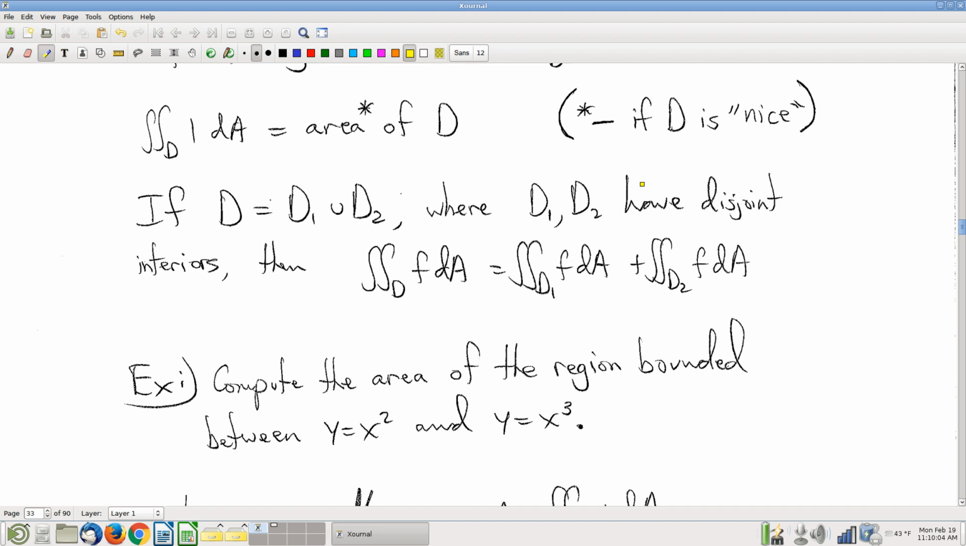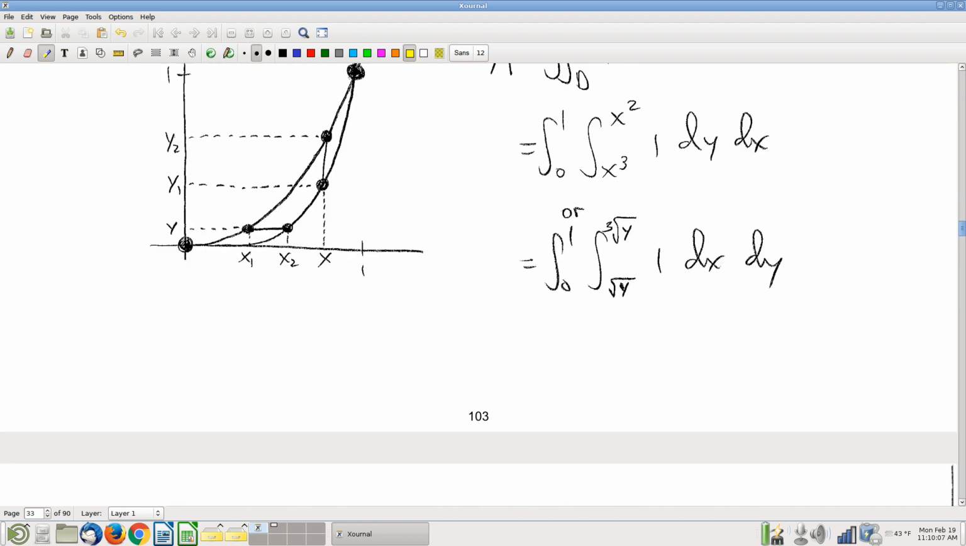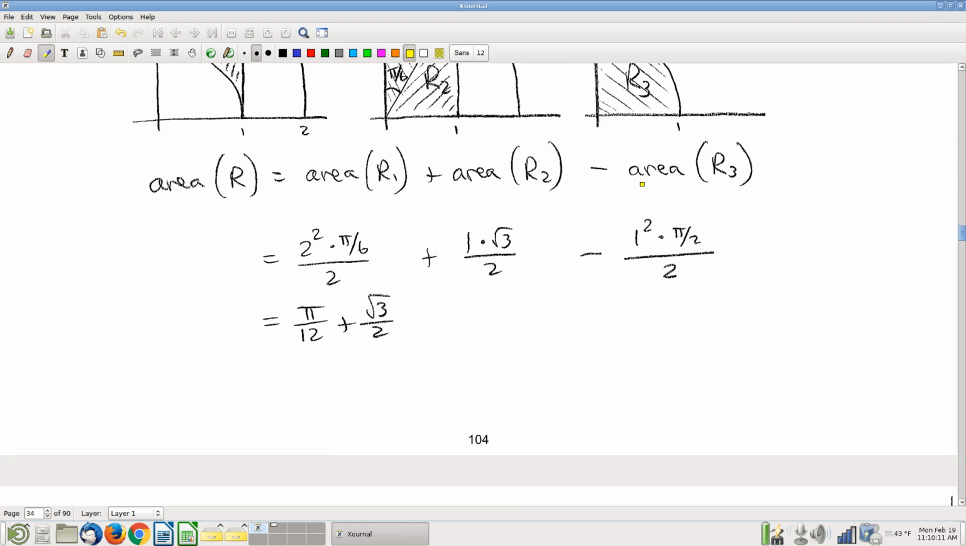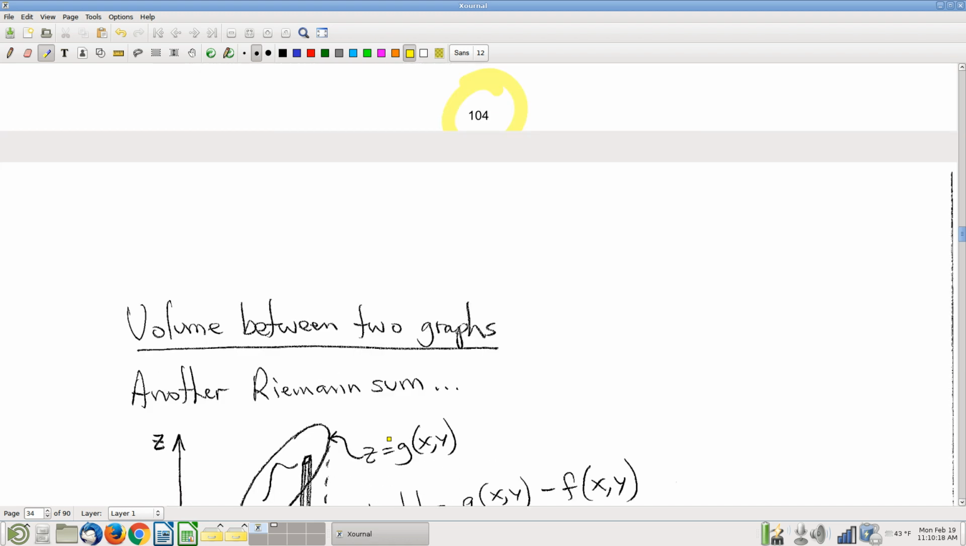Okay, so there's a couple of examples in here, and I'm going to let you guys read these examples going down to page 104. They read pretty straightforward, and we'll pick up there next time.